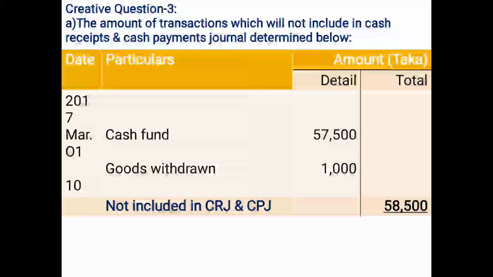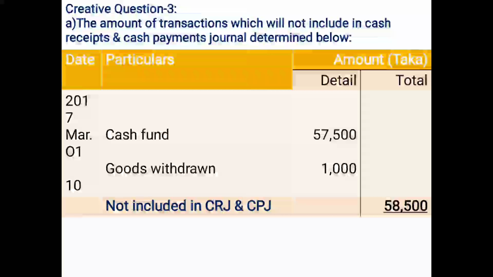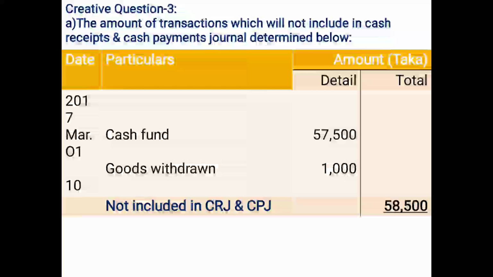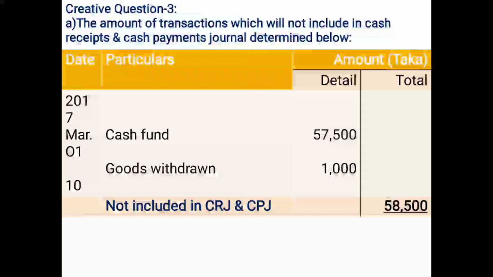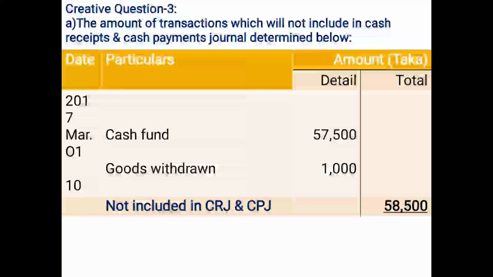In the year 2017, March 1, cash fund 57,500. You know from the rules of our cash book, opening cash and bank balance are not included in the cash receipt and cash payment journal. That's why I have written the cash fund information in this requirement. Another one, March 10, goods drawings. Goods drawn from the business taka 1,000. It is a non-cash transaction. This transaction is not included in the cash receipt and cash payment journal.